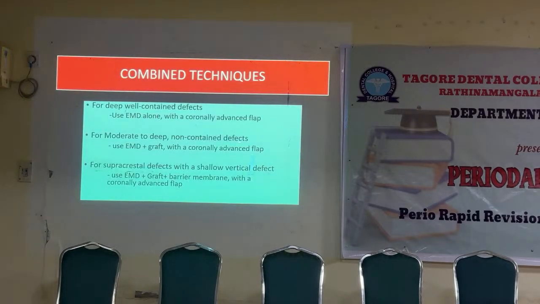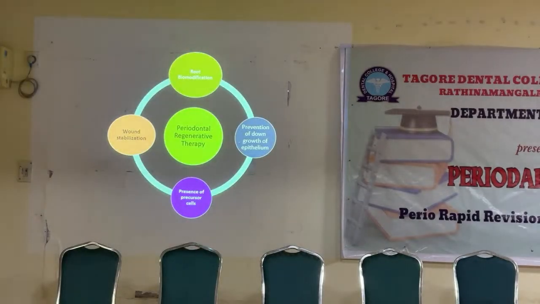Combined techniques: enamel matrix derivative alone is used with the coronally advanced flap in moderate to deep pockets, EMD with graft with coronally advanced flap, EMD with graft and membranes. These play a major role in regenerative periodontal surgery. Right? So in periodontal regenerative therapy, root biomodification should be done, wound sterilization should be done, prevention of the downgrowth of the epithelium should be done, and presence of a predehiscence. All four together contribute to better periodontal regeneration.